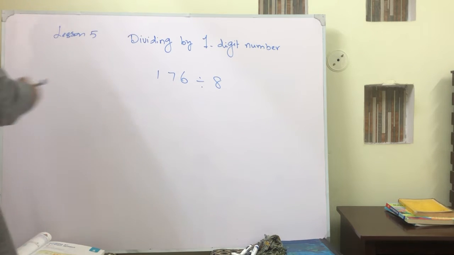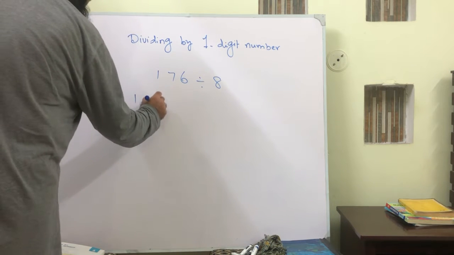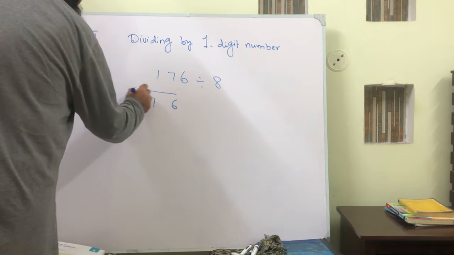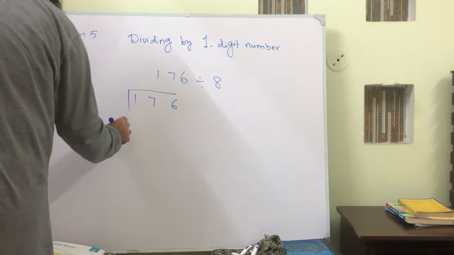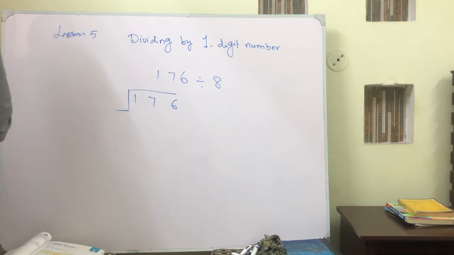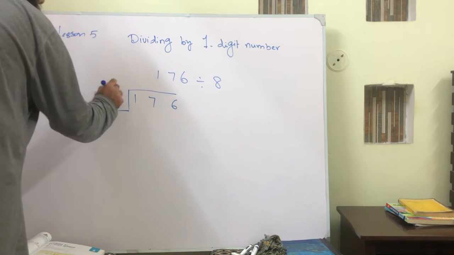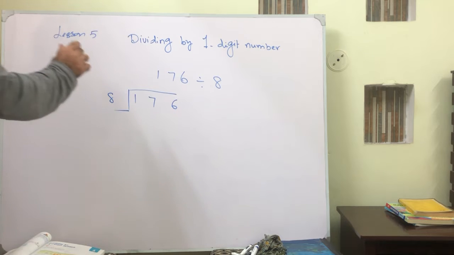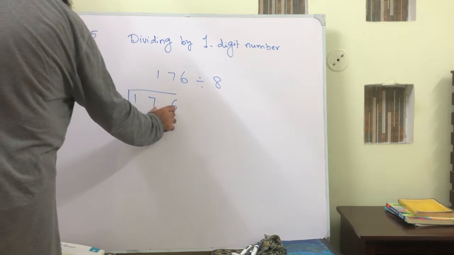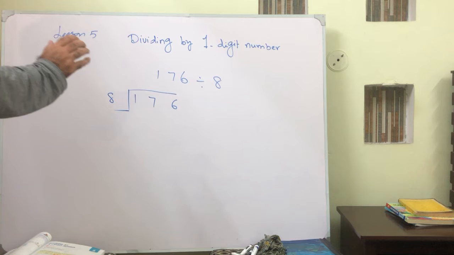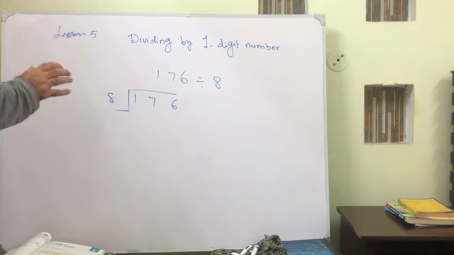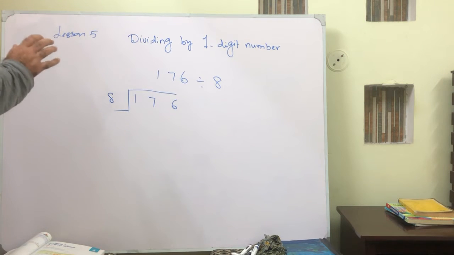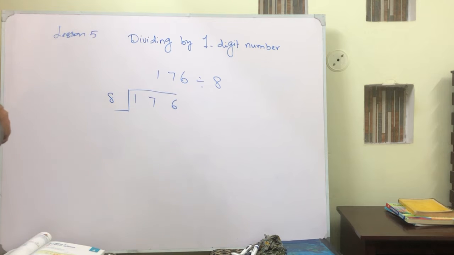So we'll start dividing. We need to do it like this: 1, 7, 6, a sleeping line, a standing line, then a sleeping line. Okay, divided by 8. Very first thing, remember one thing: put a gap between the numbers so that it will be easy to understand the question and to solve the question. Okay, so we'll be starting.